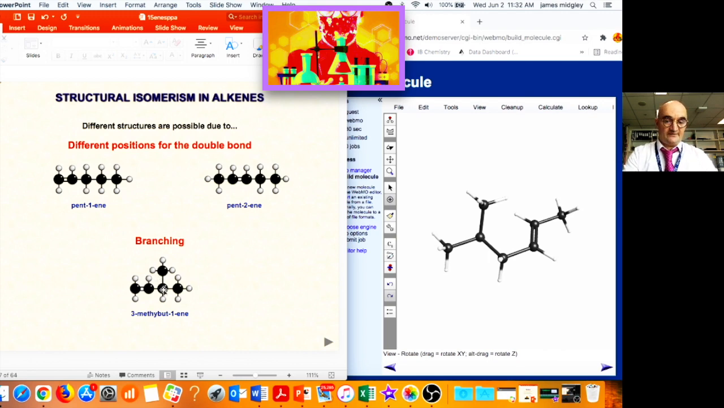Clearly, all of these have the same molecular formula, but this is pent-1-ene, pent-2-ene, and of course we can branch it. We can take off this methyl group, take off this one actually, and put it onto here, and make 3-methyl. So don't forget 1, 2, 3, 4. The longest chain is but-1-ene, and 1, 2, because 1 was the lowest number for the functional group. So 3-methylbut-1-ene.